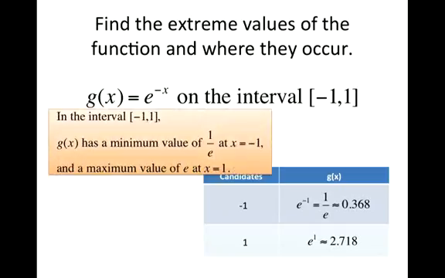So we can say in the interval from -1 to +1, a closed interval, g of x has a minimum value of 1 over e at x equals -1 and a maximum value of e at x equals 1. And that's all there is.